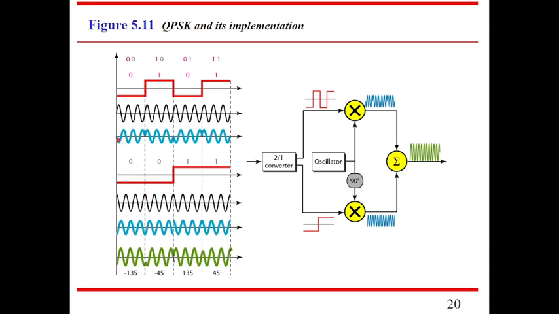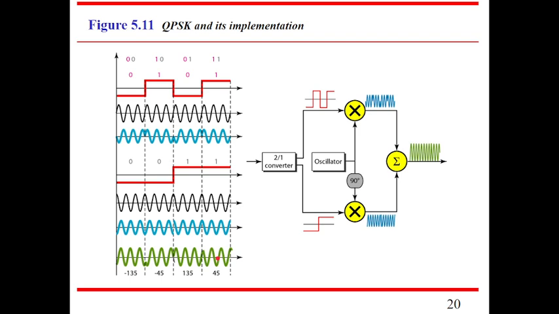Now we will combine this signal and this signal together to get this final signal. So that will be our final signal. So for 00, we will get this one. For 10, we will get this one. For 01, we will get this one. And for 11, we will get this signal.